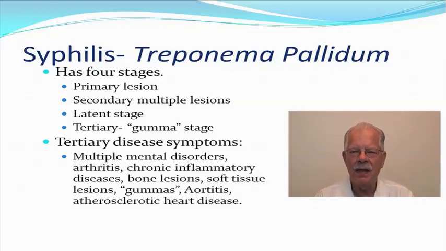Once we get into the tertiary syphilis stage, you have multiple mental disorders, arthritis, chronic inflammatory diseases, bone lesions, soft tissue lesions, gammas, and atherosclerotic heart disease. All the chronic inflammatory diseases that I named are all the similar ones that my patients with multiple missing teeth seem to have.